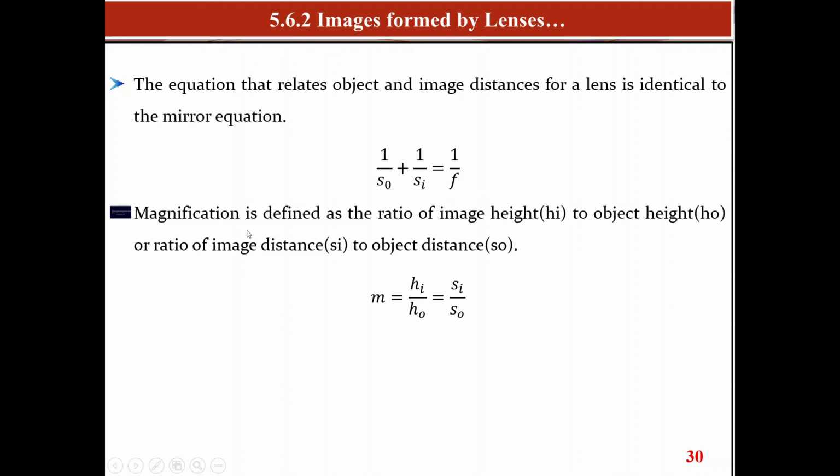The other one is the way of finding magnification, by using the height of the image and the height of the object. So magnification is the height of the image over the height of the object. If they are equal, no magnification. If the image is 2 times the object, the magnification is 2 times. Magnification is the ratio of the height of the image to the object, or the ratio of the image distance to the object distance.